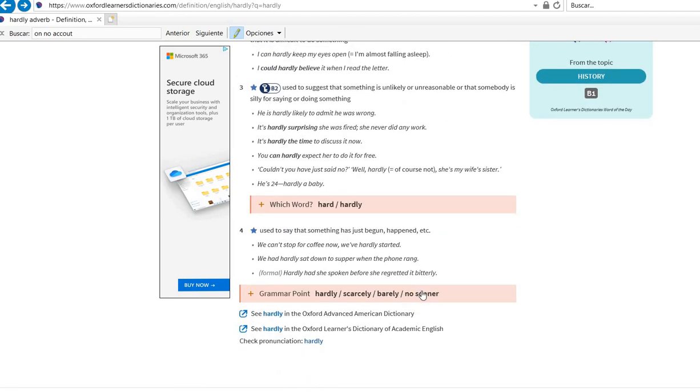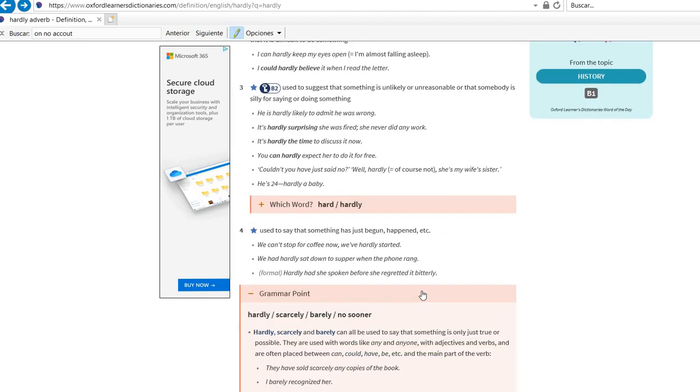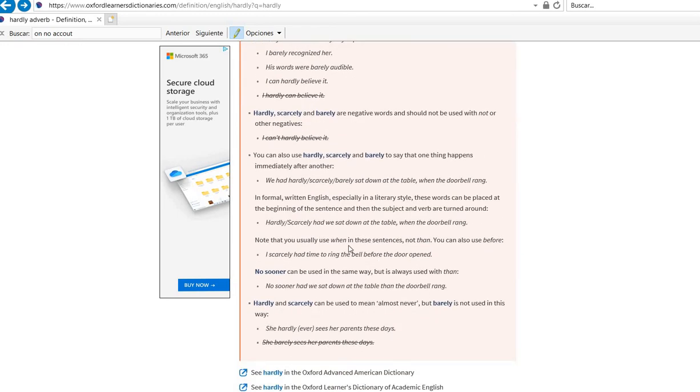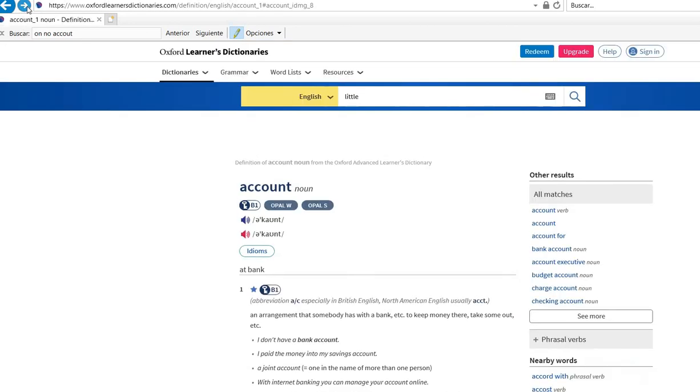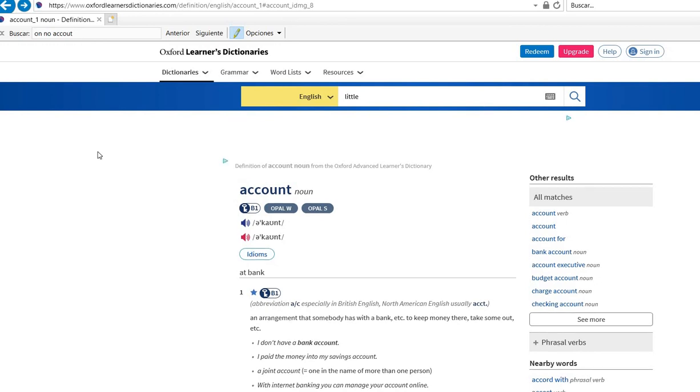And then this interesting grammar point for hardly and scarcely. And we go to the inversion case, hardly, scarcely: had we sat down, when? Remember, hardly with when. Now let's go to account, because actually I wanted you to see on no account.